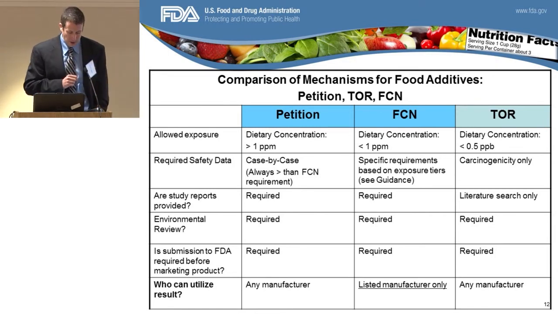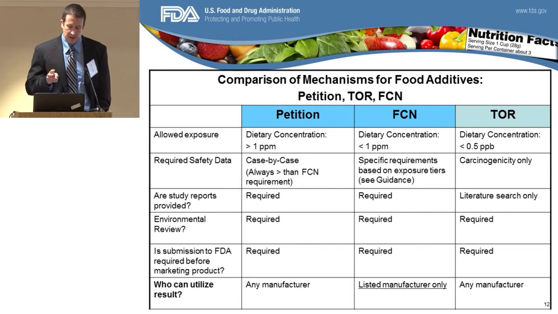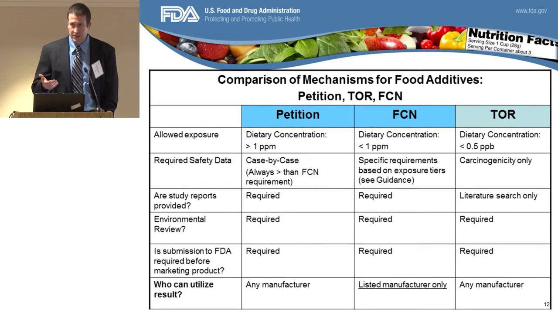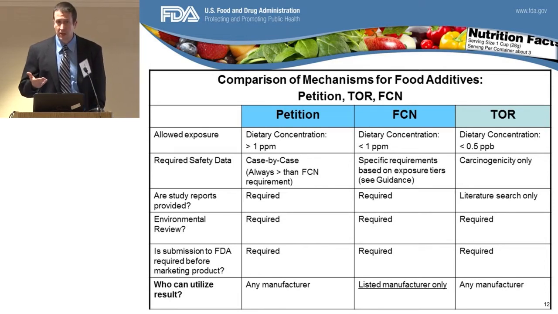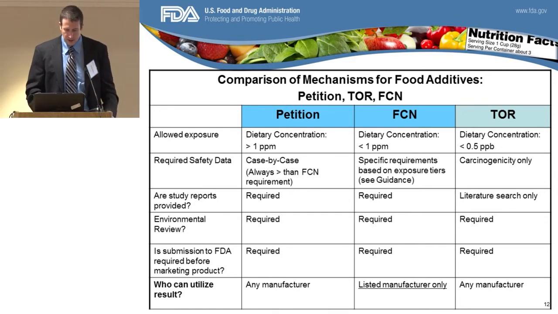But one of the things that's most important for most industry is a petition and a threshold of regulation exemption are specific to, anyone can use them. If a petition becomes effective or a threshold of regulation becomes effective, they are not specific to whomever submitted the information to us. That is different than a food contact notification. Under a food contact notification, that is specific to the manufacturer, and only the listed manufacturer can rely on that FCN to market their product. If a competitor or another manufacturer that makes the same material for the same use wants to market it, they have to come in with their own FCN to the agency. So that's often something that's attractive to industry.